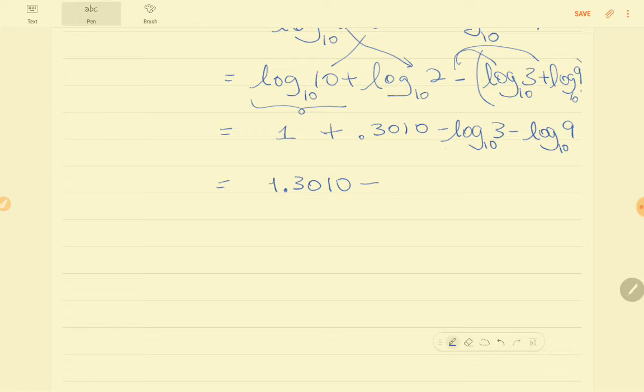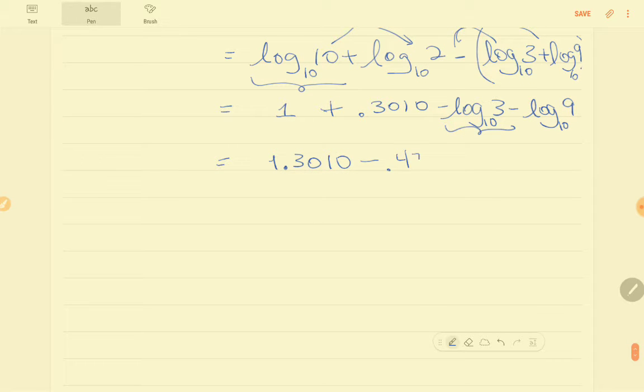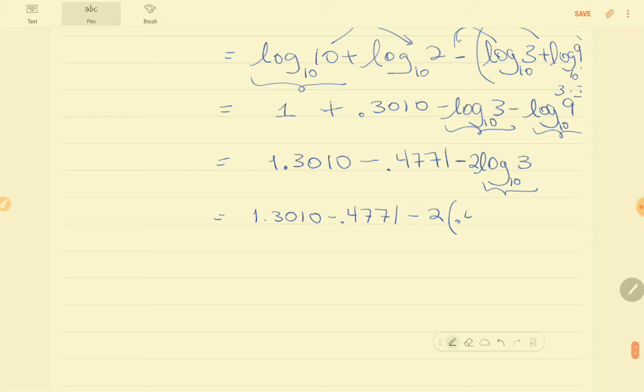So I have 1 plus 0.3010, which is 1.3010, minus log base 10 of 3, another approximation we were given up here: 0.4771. And what is log base 10 of 9? I think we're going to have to expand this again. Let's make this 3 times 3, or 3 squared. So log base 10 of 3 squared, and then that 2 can come in front using our exponent property. Then this is the 0.4771 again. So now I've got 1.3010 minus 0.4771, and then minus 2 times 0.4771.